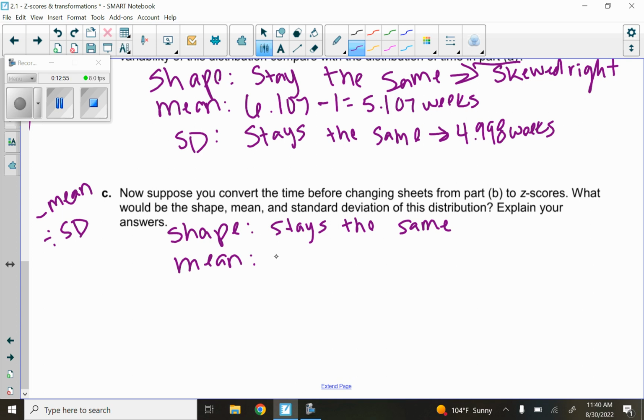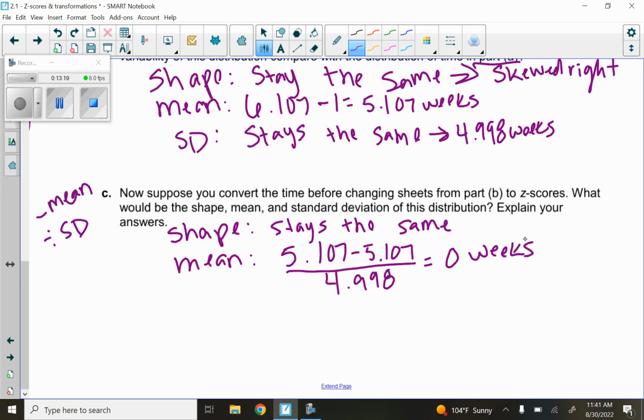Our mean, so essentially what we're doing is calculating that z-score, and that's 5.107 minus 5.107, because that's our mean, divided by our standard deviation, which was 4.998, which is really 0 weeks. We should know that, but you have to show the work for it.